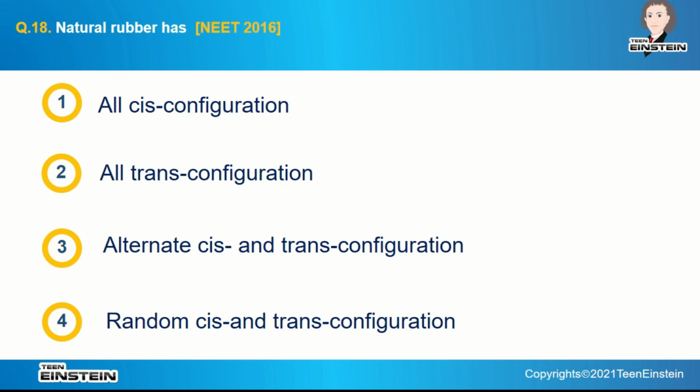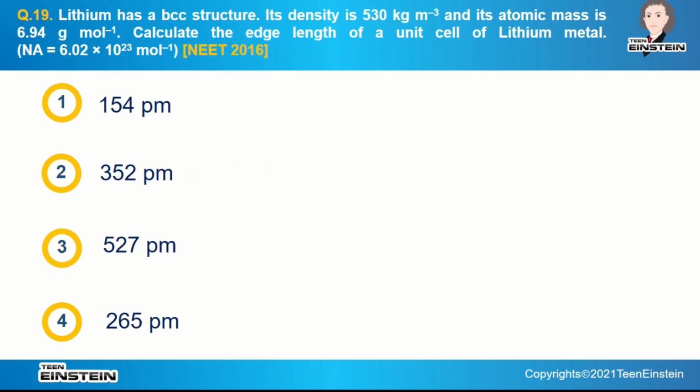Natural rubber has... So the correct answer is option number 1, because generally the natural rubbers are all cis configuration. So next, move on to the 19th question.